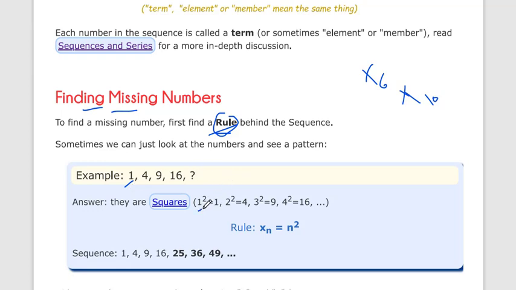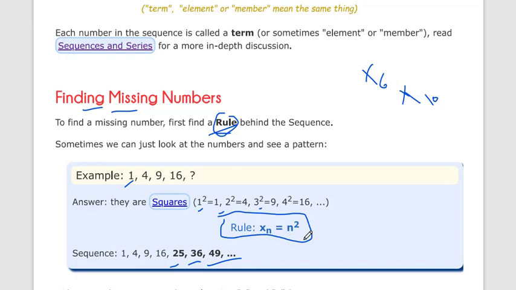Okay. It is 1 square, 2 square, 3 square. So for this sequence we can easily find the rule. Xn is equal to n square, because it is a square value, and we can find any term with the help of this rule or formula.